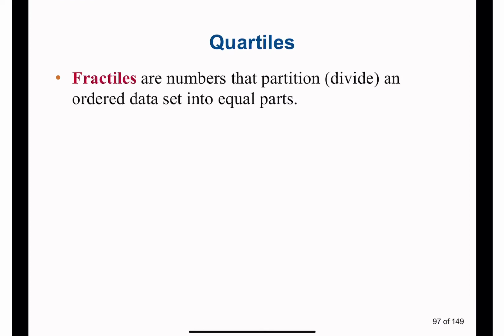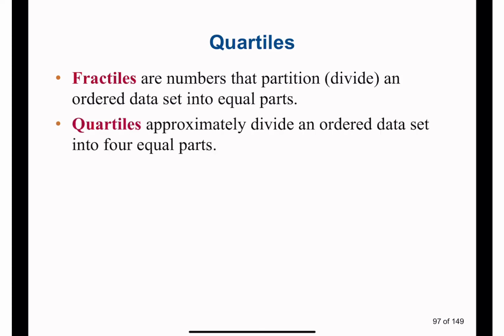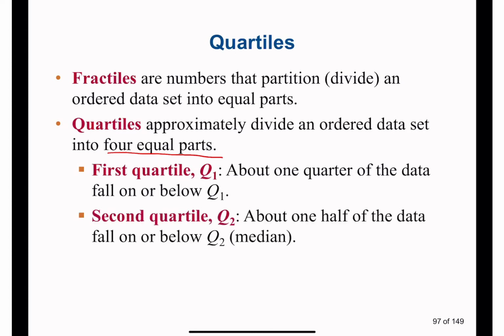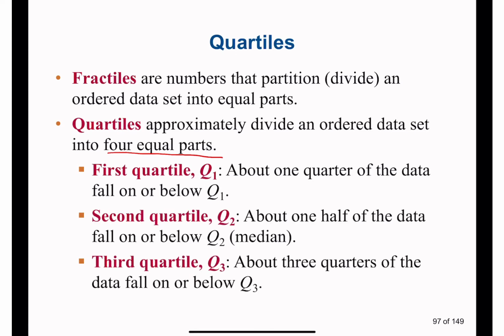So, fractile. What is fractile? When you partition or divide some ordered data into equal parts, each part we call a fractile. So they have to be broken into equal parts. Next, quartile. When you break down into 4 equal parts, each part we call a quartile. So quartile, it reminds you of the median. Let's see. First quartile, second quartile, third quartile.